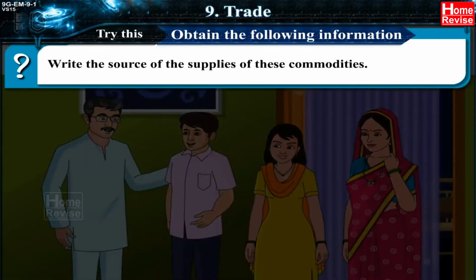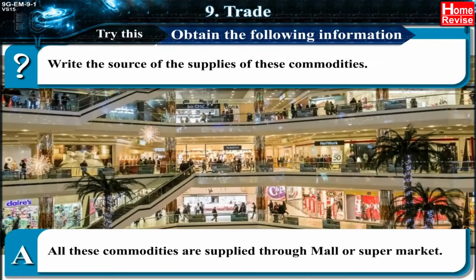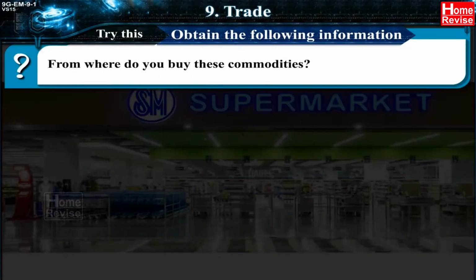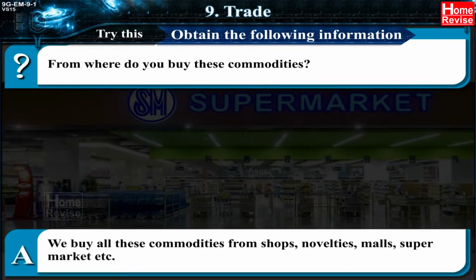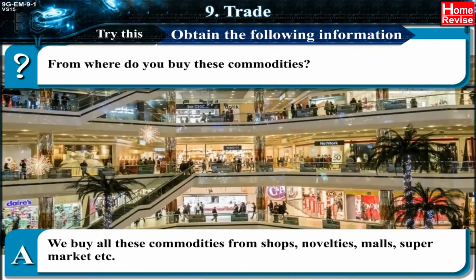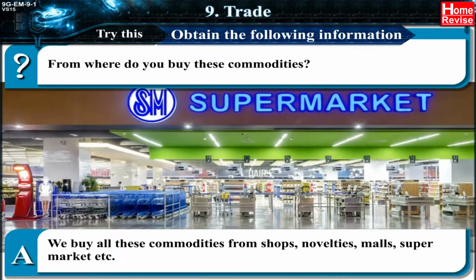Write the source of the supplies of these commodities. All these commodities are supplied through mall or supermarket. From where do you buy these commodities? We buy all these commodities from shops, novelties, malls, supermarket, etc.